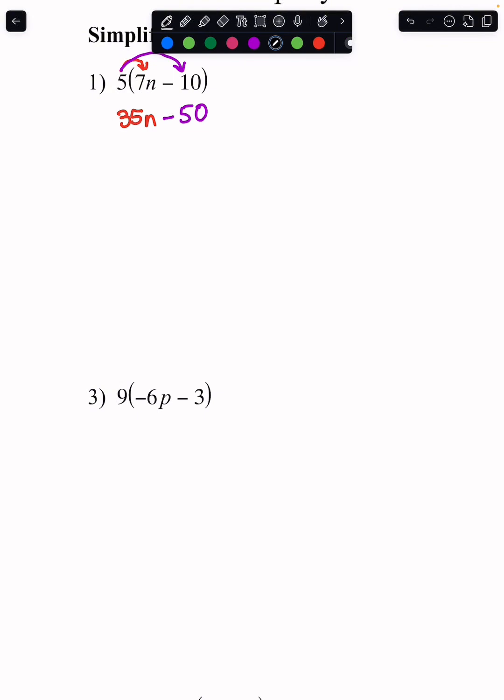All right, now that you've paused it, let's see what you got and see if you got it right. So you should have done 9 times negative 6p, and you should have got negative 56p. Not negative 56, I'm sorry, negative 54p. Whoopsie. And then you should have done 9 times negative 3, and you should have got negative 27. My variable is in front, my constant is in the back. I'm done with this question.